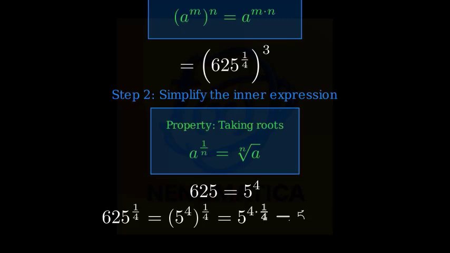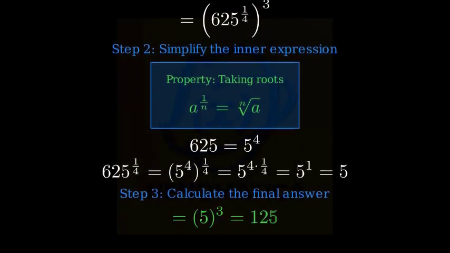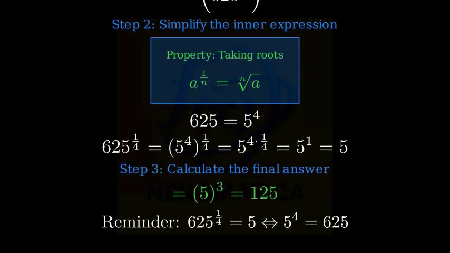625 is equal to 5 raised to the power of 4. So, 625 to the 1/4 equals 5 to the 4 times 1/4, which simplifies to 5 to the power of 1. Finally, we substitute this result back into our expression. We have open parenthesis 5, close parenthesis cubed, which equals 125. As a reminder, we can verify this result by noting that 625 to the 1/4 equals 5, which is equivalent to saying that 5 to the 4th power equals 625.